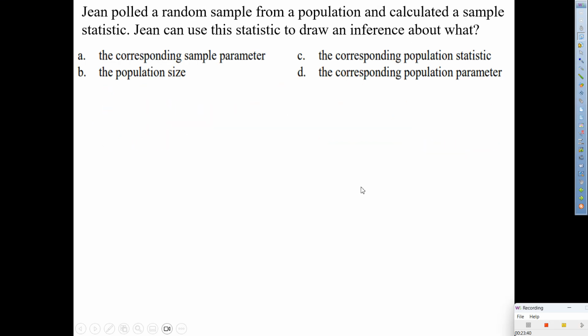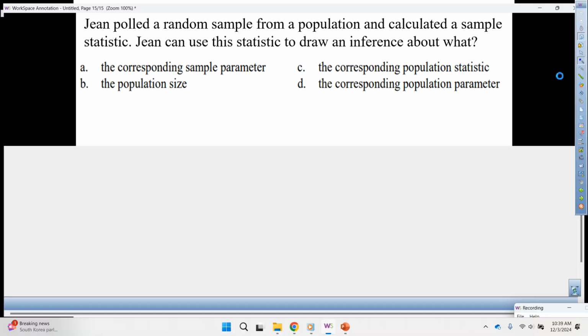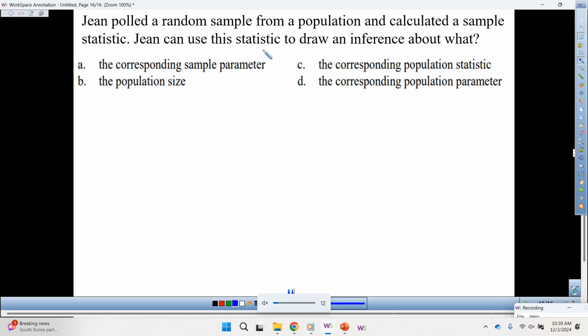And it reads, Jean pulled a random sample. Pay attention to this one. This is a tricky one. Jean pulled a random sample from a population and calculated a sample statistic. Jean can use the statistic to draw inference about what? So let me underline keywords here. Jean pulled a random sample from a population and calculated a sample statistic.